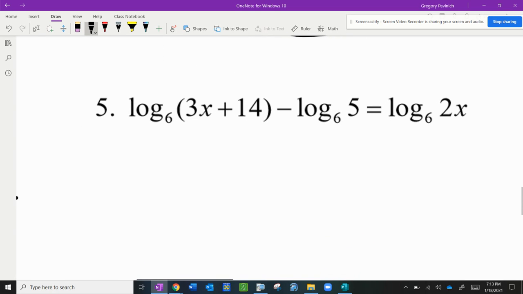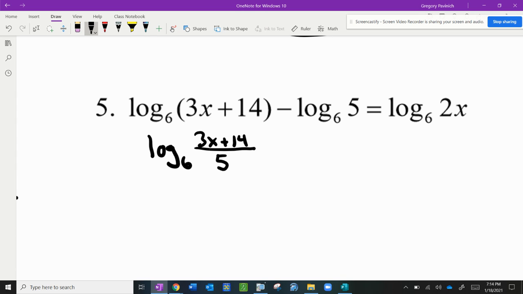Number 5, look at this big long log property. So notice I have 3 logs, so I'm going to have to do some contracting to get this down to 1 log so that I can solve it. So let's start with the left side over here. I know if I have logs at the same base, then we have that difference property, or the quotient property, where I can divide these 2 logs. And I'm just dividing the input part.